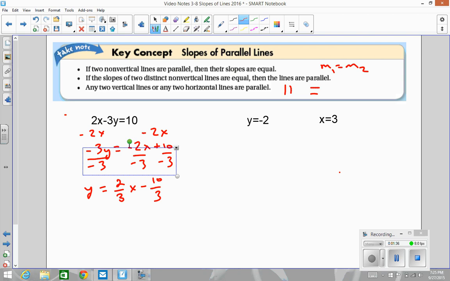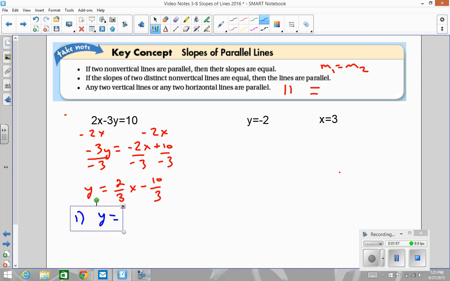So here we have y is equal to 2/3 x minus 10/3. Let's say I wanted you to write me two more equations that were parallel to this line. So here's my first one.